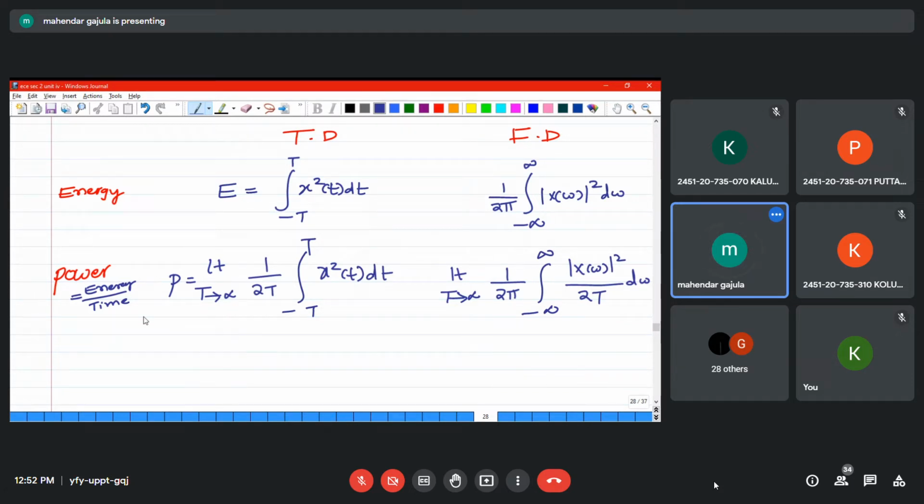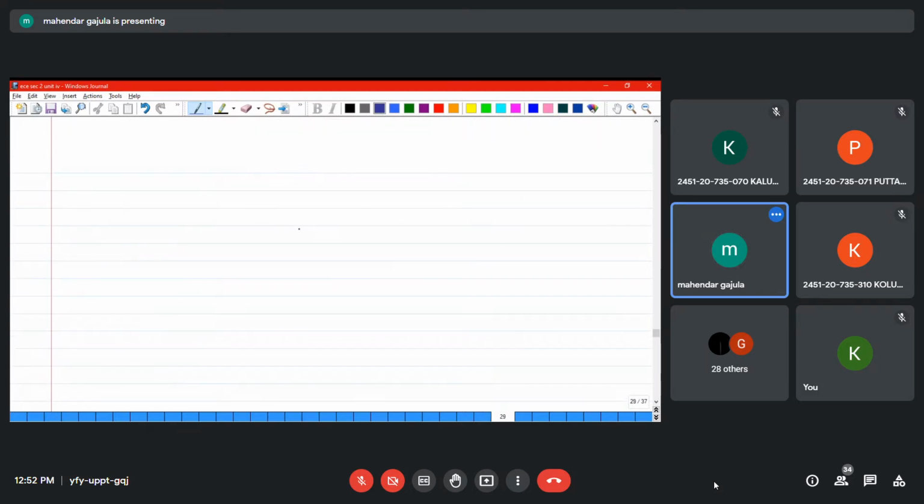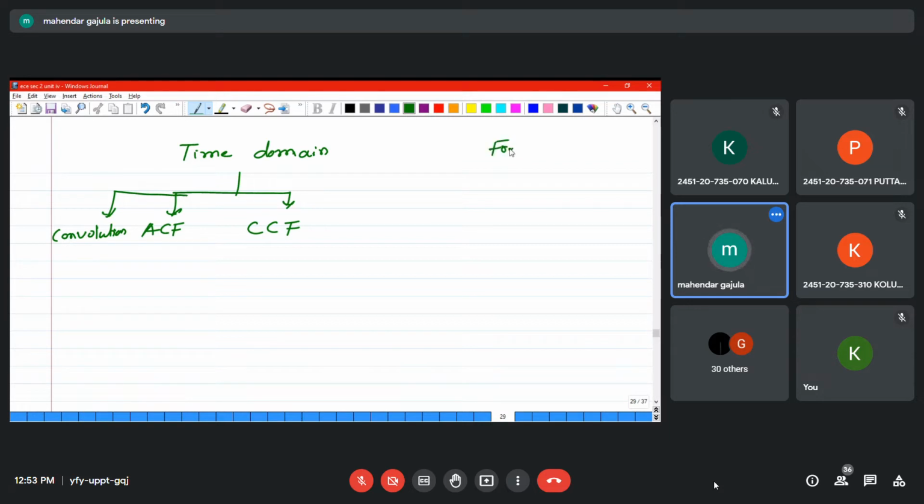Okay. Now let us come back to our subject. In the fourth unit, we have seen the stochastic process in time domain. There we have seen autocorrelation function and cross correlation function. These are the parameters in the time domain. Not only that, one more is there, convolution. Convolution also comes under time domain parameters.